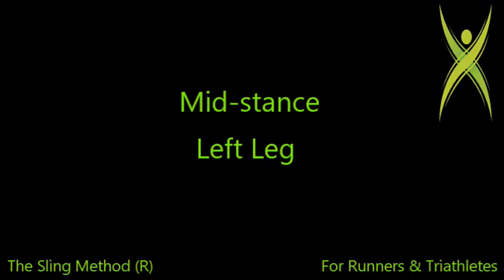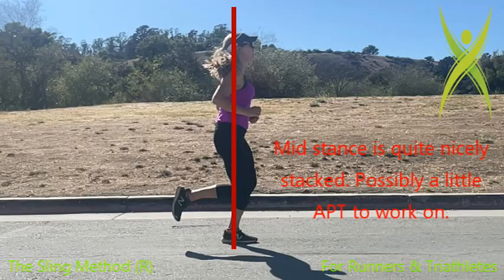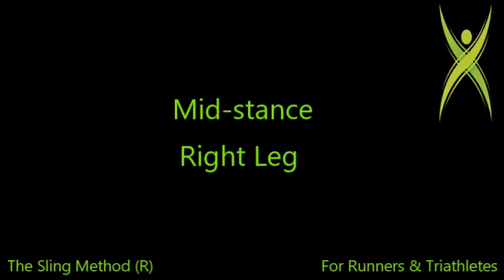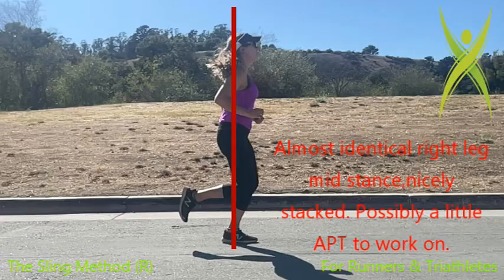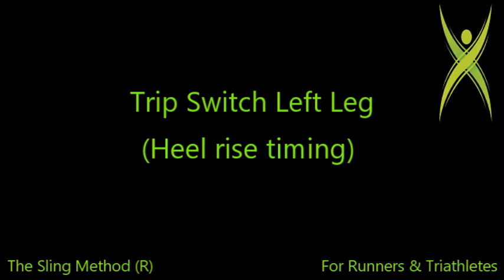So we go to the mid stance, and here we can see we draw a straight line up from the middle of the ankle through the pelvis up, and we can see that the ear is slightly in front of that red line, which is not a big deal here. If it was too far forwards, we'd look to really work on that. Now here it's almost identical, the right leg mid stance, nicely stacked, possibly a little anterior pelvic tilt to work on here, as I mentioned before.